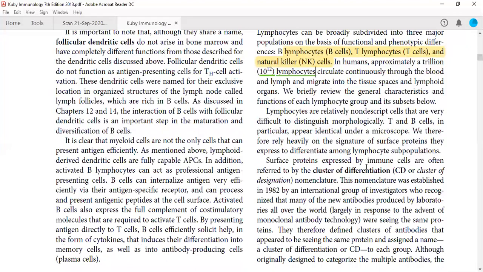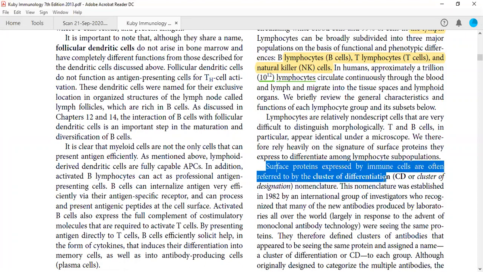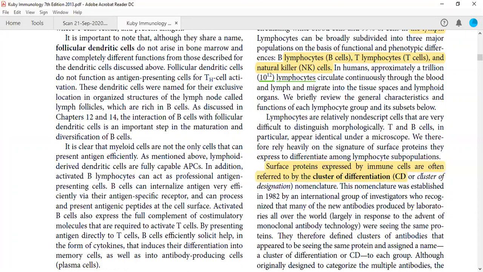Now, how will you differentiate these cells? They should have something common between them so that we can place them together under this class called lymphocytes, and they have differences in their surface markers so that you can differentiate them into B cells, T cells, and natural killer cells. This classification depends upon the surface proteins expressed by the immune cells over their surfaces, which are known as CD markers or cluster of designation markers.